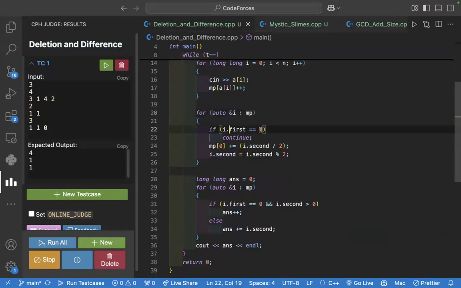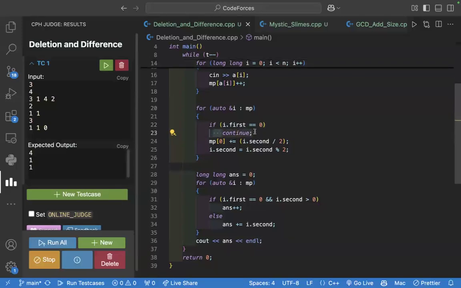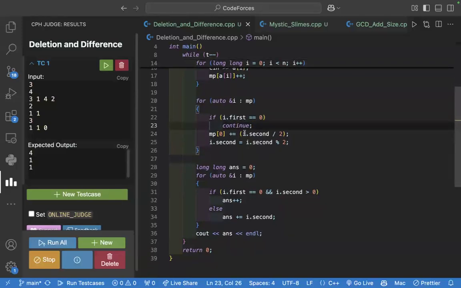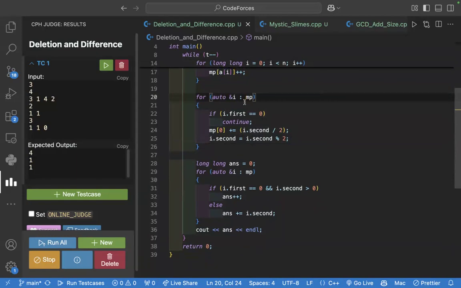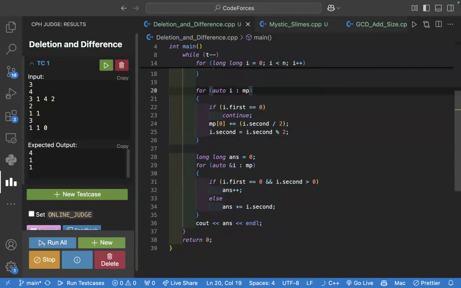Now, if it.first is 0, that means I'm skipping the 0th element. So I don't want that. I'll continue. But if it's not, then I need i.second, that is the frequency of that element, by two. The number of zeros gets added in mp of 0. And this frequency goes down to i.second modulo 2. Now, when I've done this, the map has modified, remember, because I was ampersanding i. So I know I was taking a reference to the direct values in the map, not a copy. If I would have written something like this, it would not have worked.